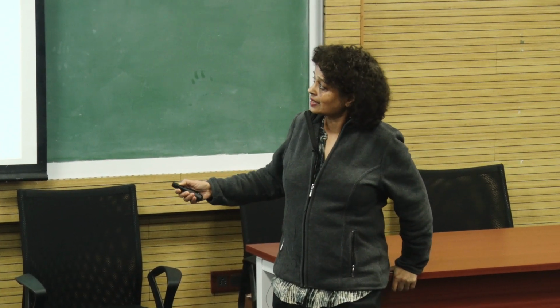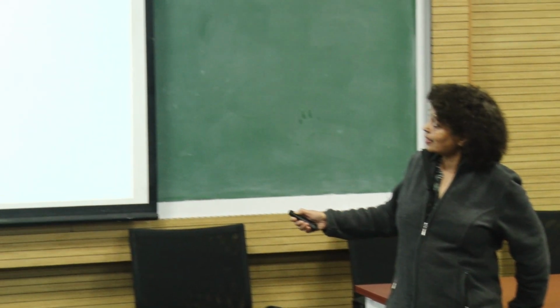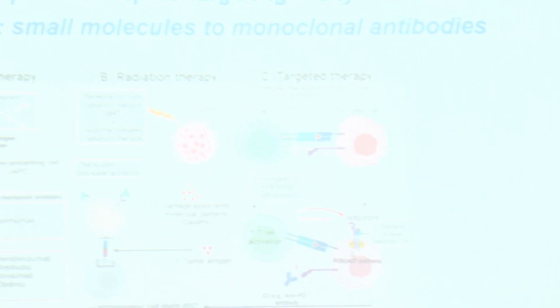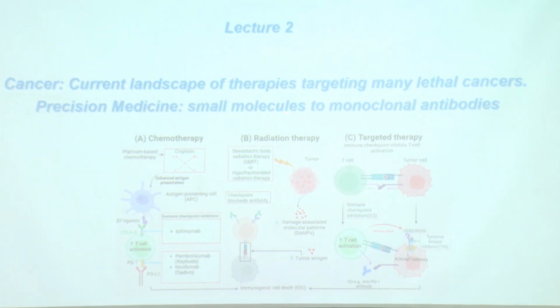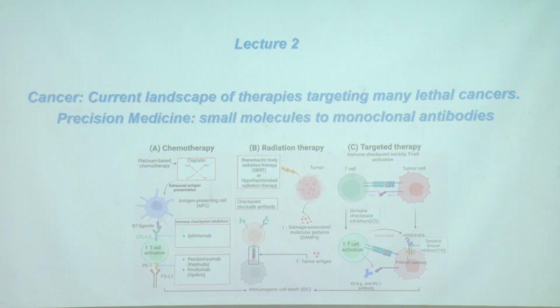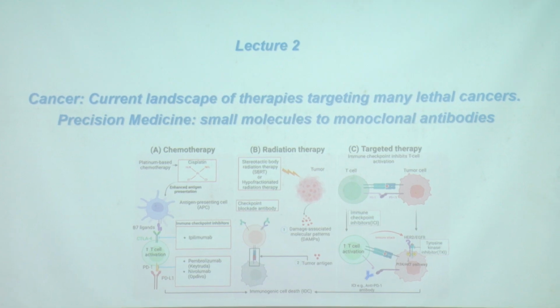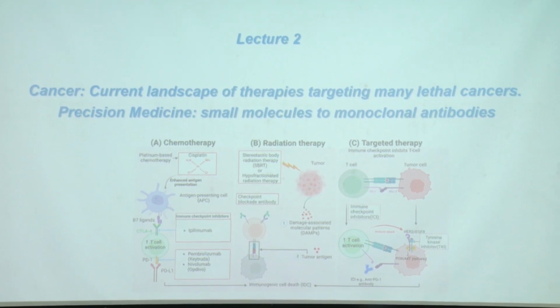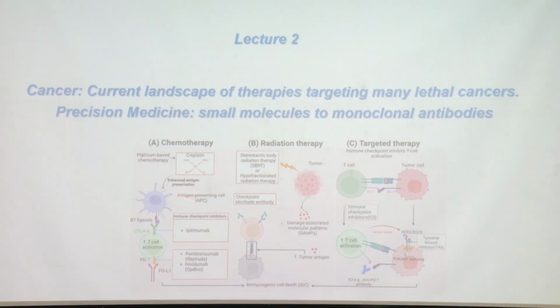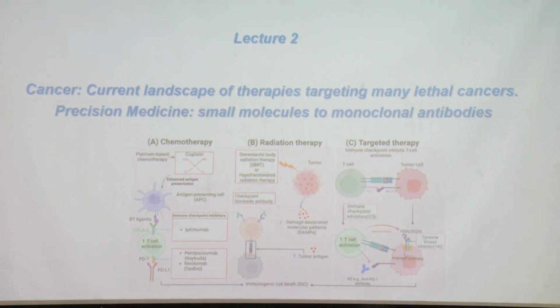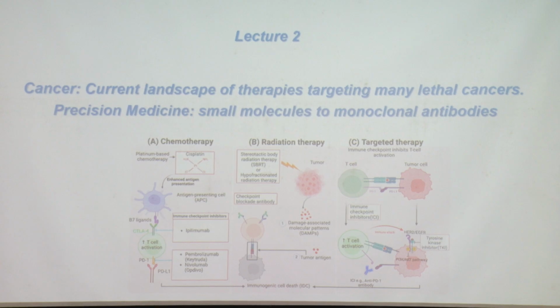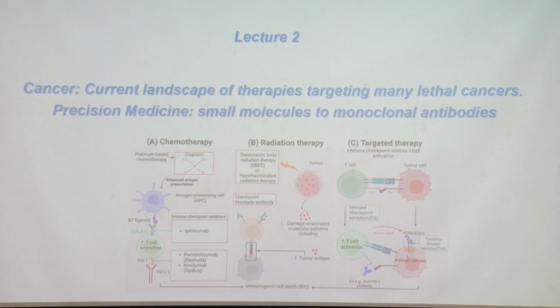So this will tell you the current landscape of therapies targeting many lethal cancers, precision medicine, small molecules to monoclonal antibodies. The goal of this lecture is mainly to tell you about what were the traditional therapies for cancer, which we still use, but they are still considered traditional because those were the first things we used to do a long time ago. But now we have many new ways to treat cancer, okay, or stabilize cancer.